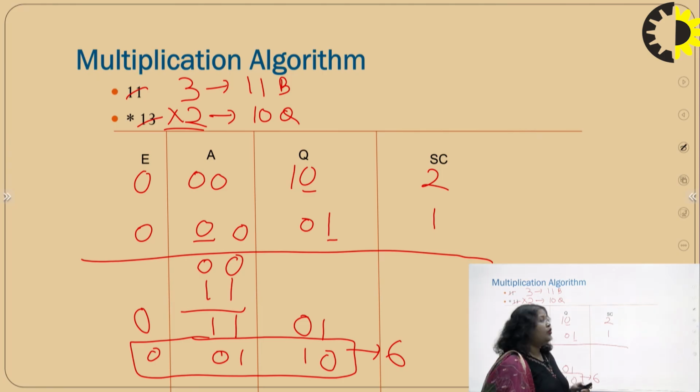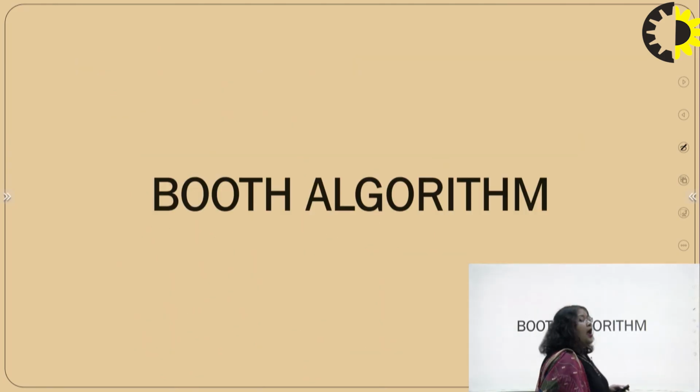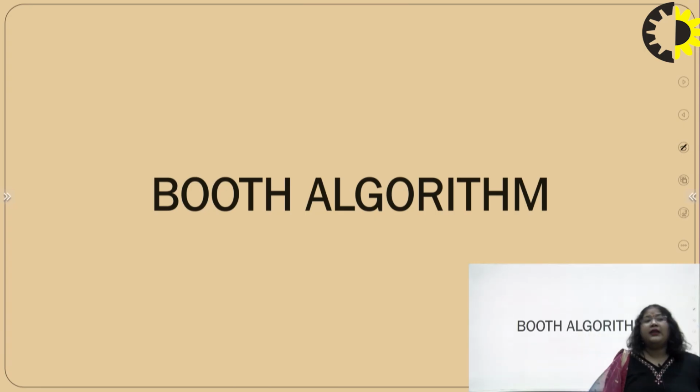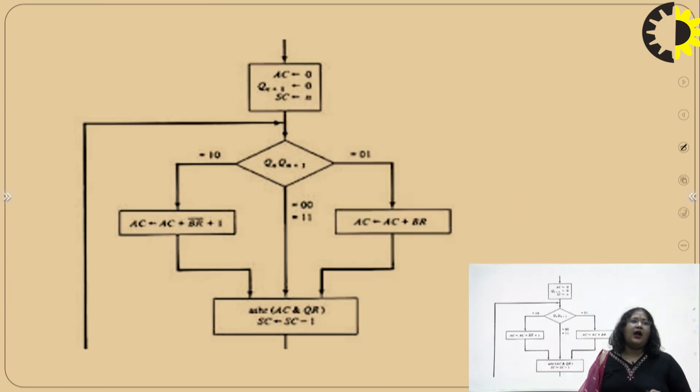Now we have to move on to the Booth algorithm. The Booth algorithm we have to do for negative numbers. So if we have the numbers -3 and -2, how do we do the Booth algorithm? First we have to define the flow chart. In the flow chart, initially we take AC as 0, Qn plus 1 as 0, and the sequence counter value as n. That is dependent on the value of Q.